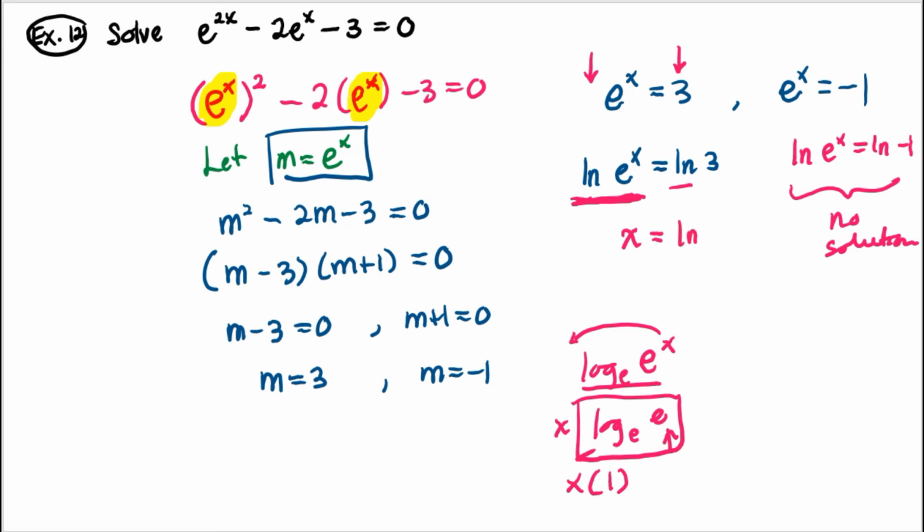So you have ln 3. Pressing your calculator, you get ln 3, and the value is actually 1.0986. So that's the answer.